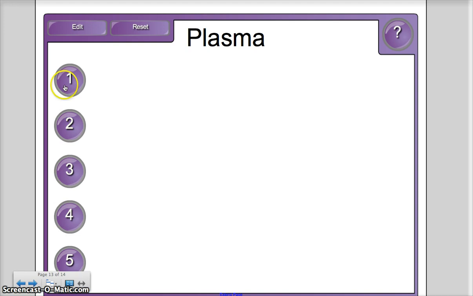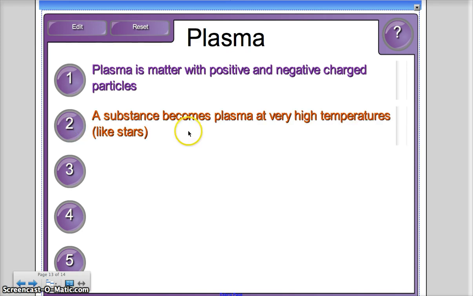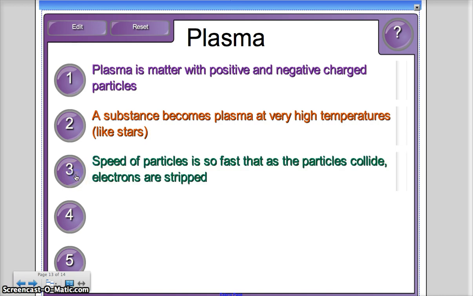Plasma, the fourth state of matter. It's kind of like a superheated gas, or it's matter with positive and negatively charged particles. If you superheat a substance, it becomes plasma, and this is at very high temperatures, ones we typically don't see on Earth because they're mostly found in stars. But we do see it on Earth. I'll get to that in a second.